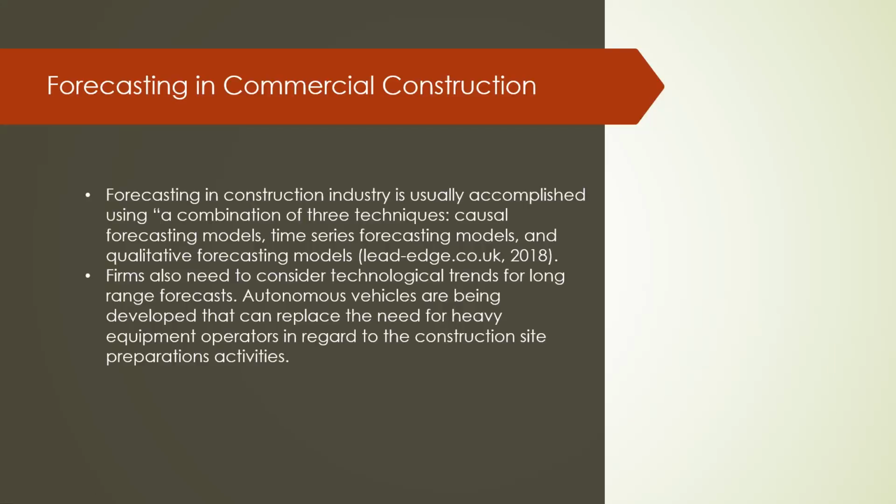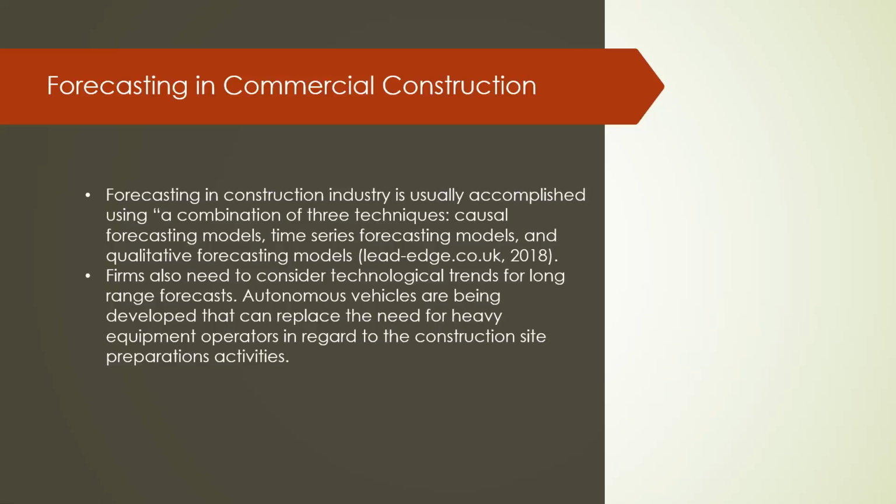So forecasting for the construction sector has several approaches. They use three specifically: causal forecasting models, time series forecasting, and qualitative forecasting. There's a company in the UK that claims this three-pronged approach helps them develop a robust construction forecast and gives a more solid foundation for planning than the usual gut feel estimates.